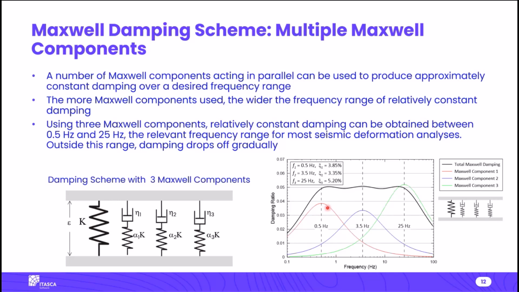But if your application was, say, LNG tanks, where there's a fluid sloshing mode that has a period of 10 seconds, you might want to shift this whole damping curve to the left, or maybe move one individual Maxwell component to the left. Or say you're working on nuclear power plants, where you have sensitive equipment that's sensitive to frequencies up to 60 hertz. Maybe you want to move this whole thing to the right, or move one of these Maxwell components to a higher frequency. It's up to you. You're responsible for designing what kind of damping you want out of this.